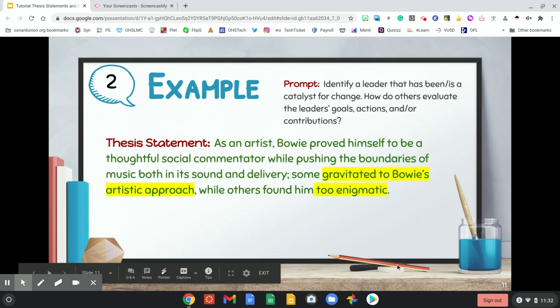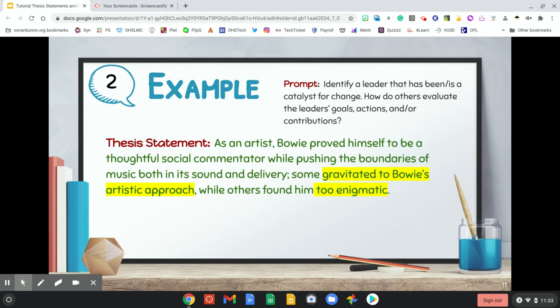Here's another example. The prompt here is: identify a leader that has been or is a catalyst for change. How do others evaluate the leader's goals, actions, and or contributions?